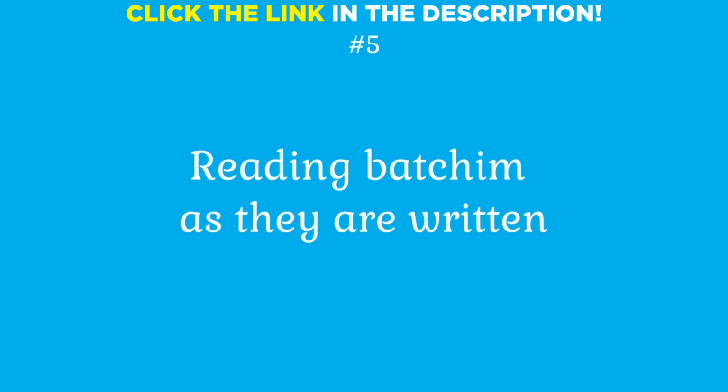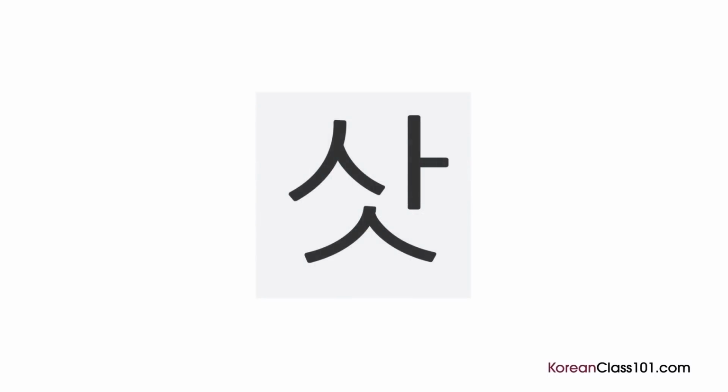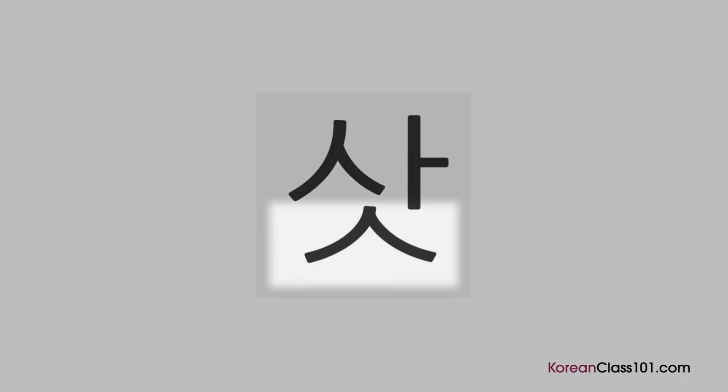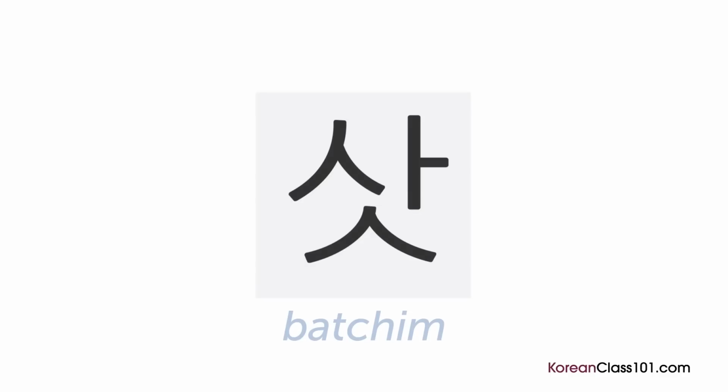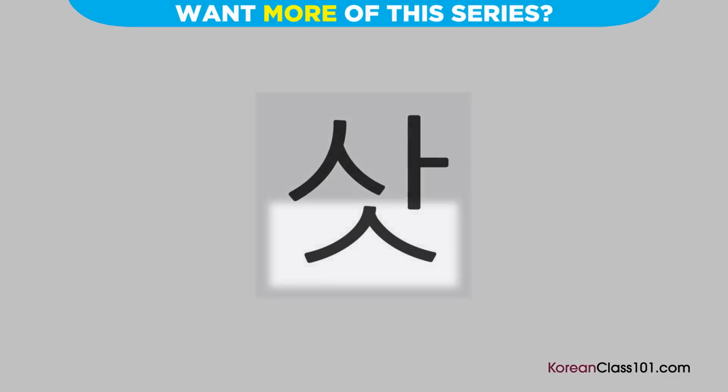Number 5. Reading 받침 as they are written. When reading blocks of Korean letters, you'll often find one written at the bottom of a block, like this one. This position is called 받침, and letters in this position sometimes follow different pronunciation rules. Usually, a letter's pronunciation remains constant. When it is in the 받침 position, however, it sometimes changes.